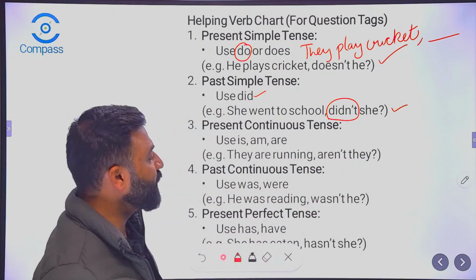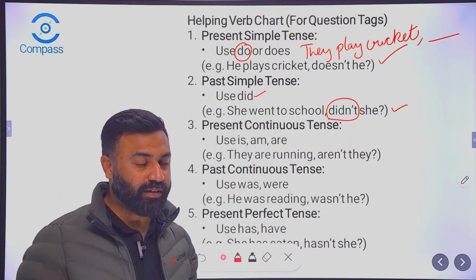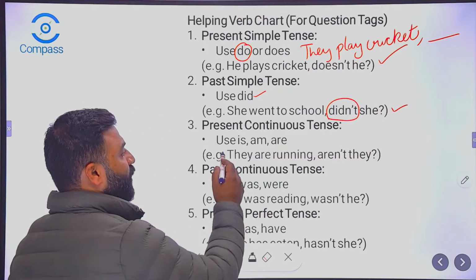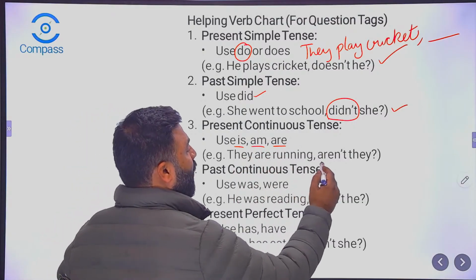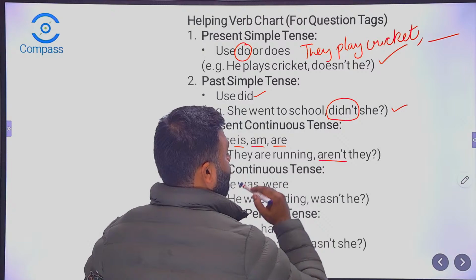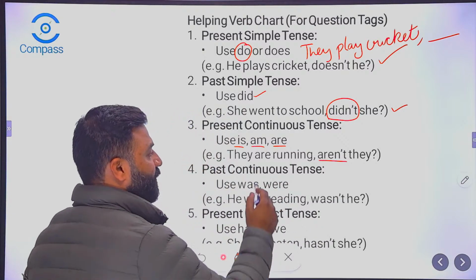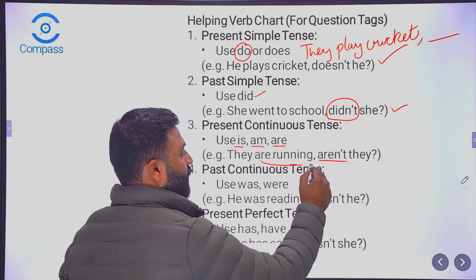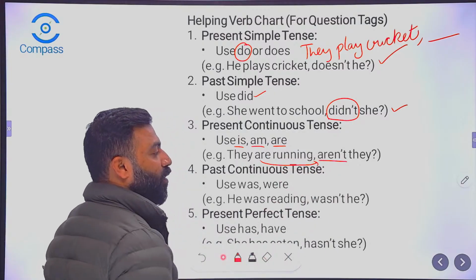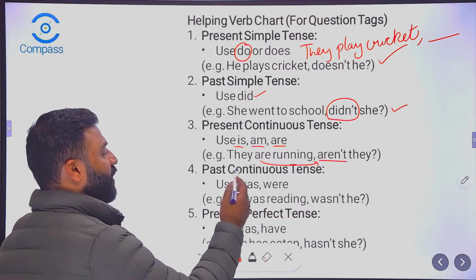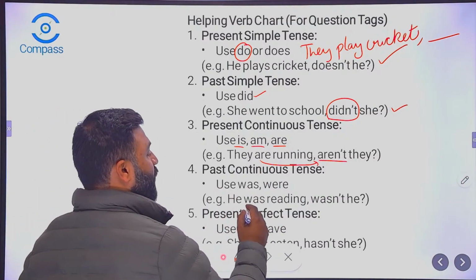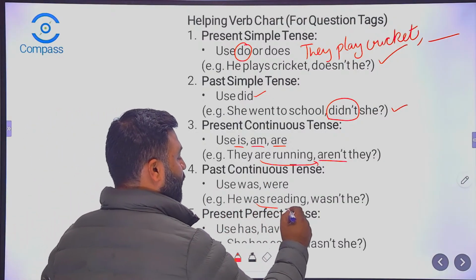Right? Present continuous tense. Suppose the sentence is in present continuous tense. Use is, am, are. They are running late, aren't they? What have we done? We have just used the same auxiliary verb. All right. Past continuous tense, use was and were. He was reading, wasn't he?